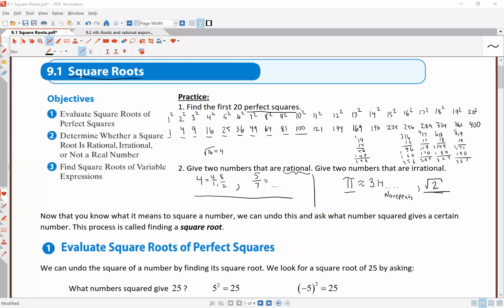This video covers section 9.1, square roots. Objective 1, evaluate square roots of perfect squares.